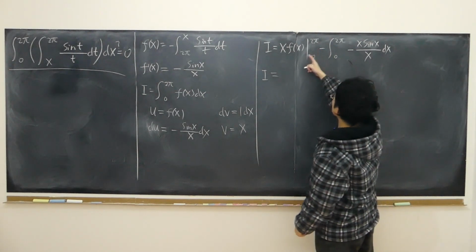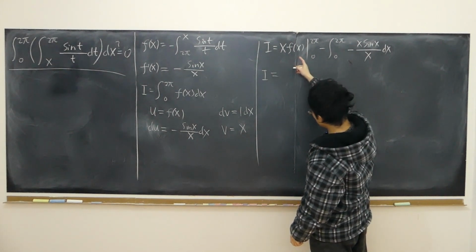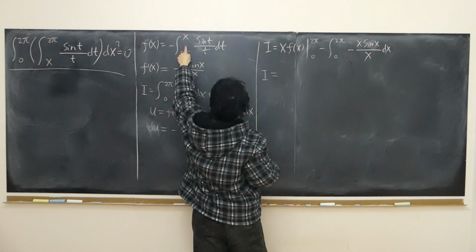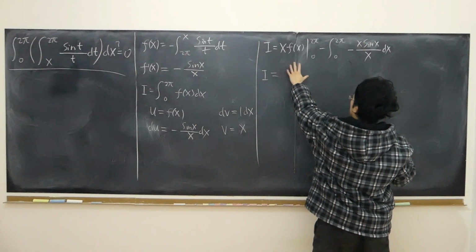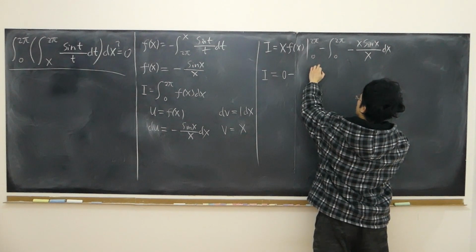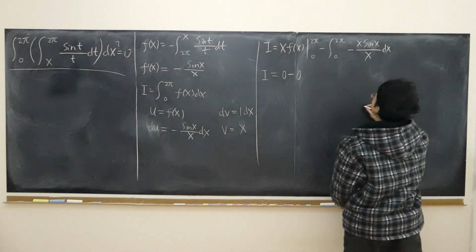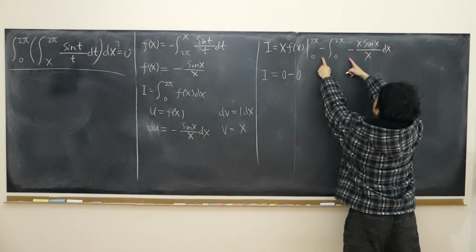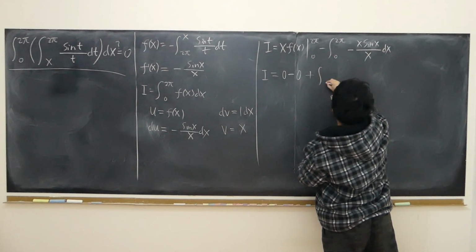Now I is equal to, first of all, we substitute x with 2 pi, and then here we have f of 2 pi. What's f of 2 pi? The integral from 2 pi to 2 pi becomes 0, so 2 pi times 0 is 0. Minus, we substitute x with 0, so 0 times f of 0, still 0. Then minus, minus, plus. The x cancels out. So we have plus the integral from 0 to 2 pi.